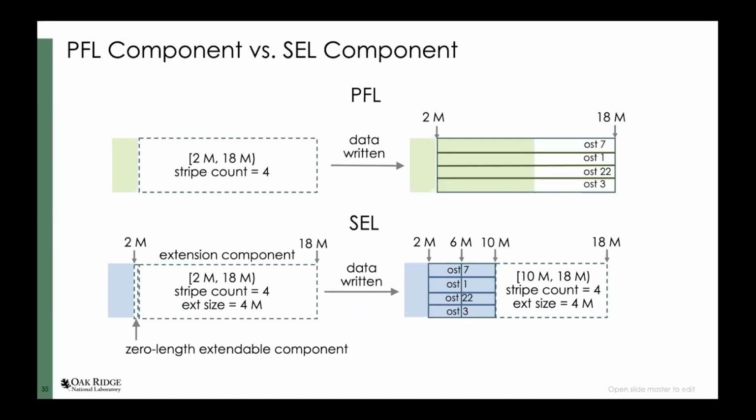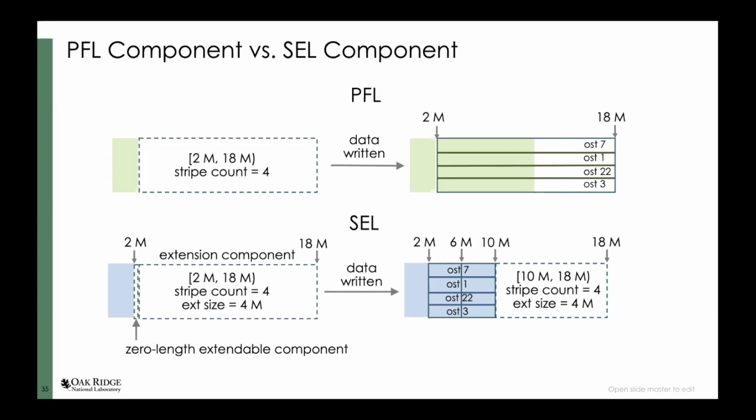When you hit the 6 megabyte mark, Lustre will look and say, okay, out of those 4 OSTs that were assigned to it, are they still good? Do they still have plenty of space in it, or are any of them getting low? If they appear to be okay, it will go ahead and readjust that extendable component now to cover up to 10 megs. And then you can write data up to 10 megs. And then every time you cross that threshold, it keeps extending it by another 4 megs.